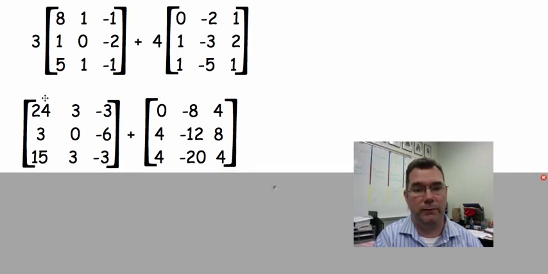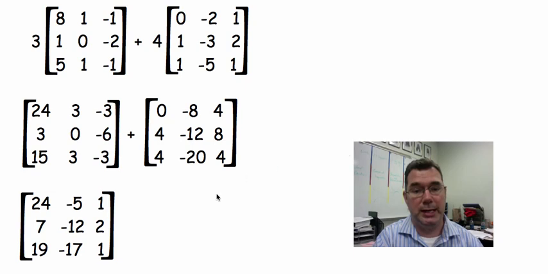So 3 times 8 is 24, 3 times 1 is 3, and 3 times -1 is -3, and then all the other numbers are multiples of 3 as well. Then I take 4 times that 0, it's 0, 4 times the -2 is -8, and 4 times that 1 is 4, and I do the other 6 multiplications, and I get those numbers right there. The matrices are the same size, so I can add them together. So I do 24 plus 0, that's 24. 3 plus -8 is -5, and -3 plus 4 is +1. I do all of those 9 additions, and that is the answer matrix that I get.